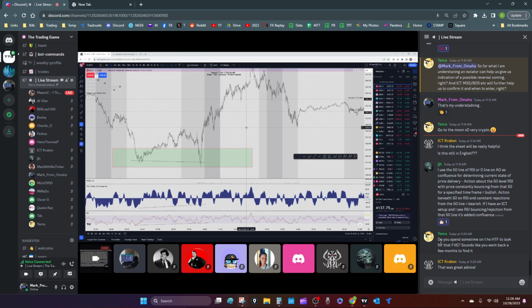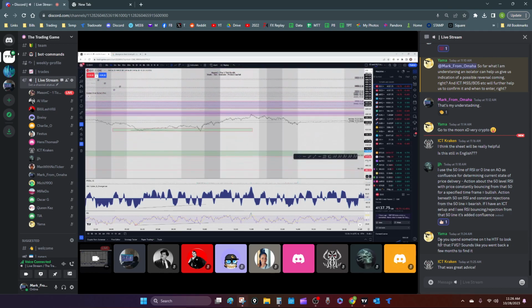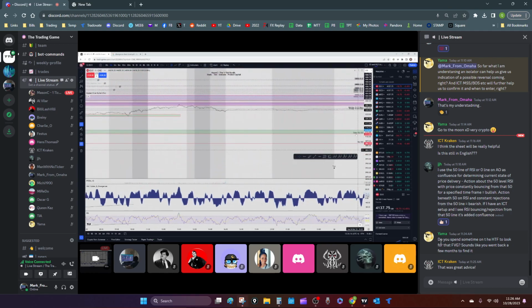daily fair value gaps. I look for sell side liquidity that hasn't been taken yet. I think I've got some. Yeah, I got some daily sell side liquidity that's back from May, I believe. Yeah, May, that we're getting close to. So these are areas of interest for me.